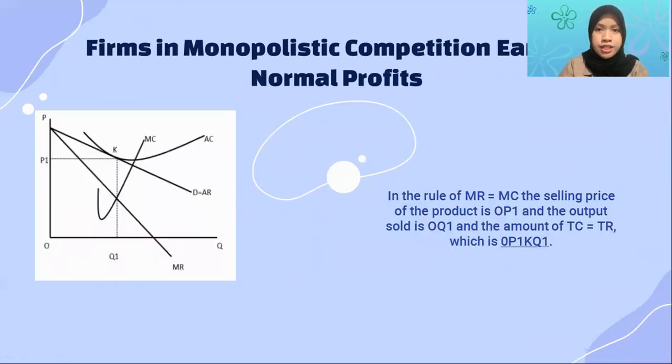Firm in monopolistic competition earning normal profit. In the rule of MR equals MC, the selling price of the product is 0P1 and the output sold is 0Q1. And the amount of TC equals TR, which is 0, P1, K, and Q1.